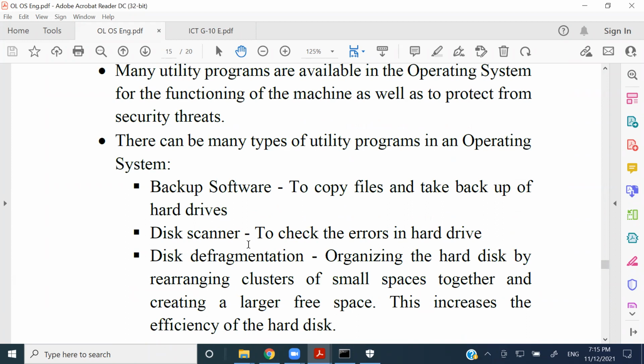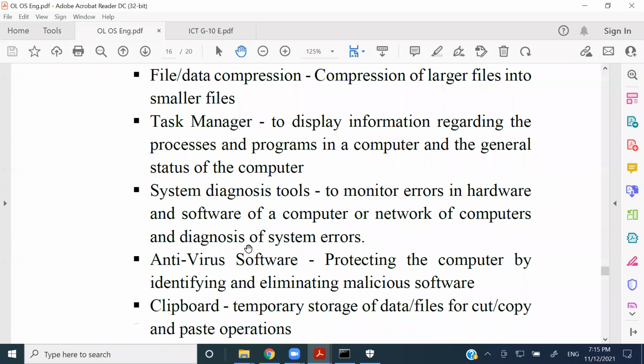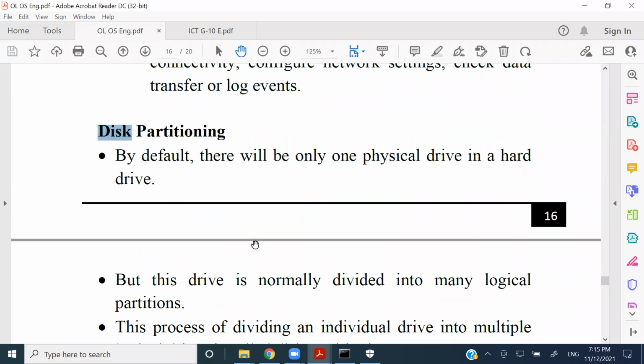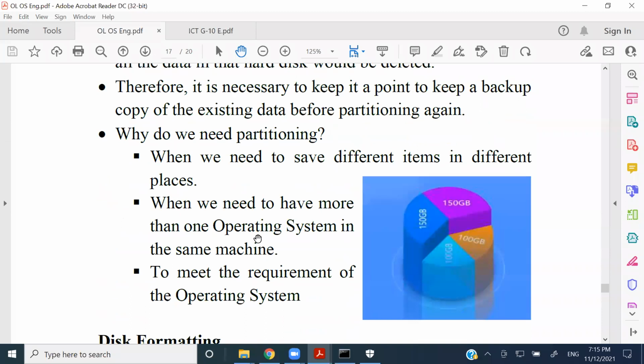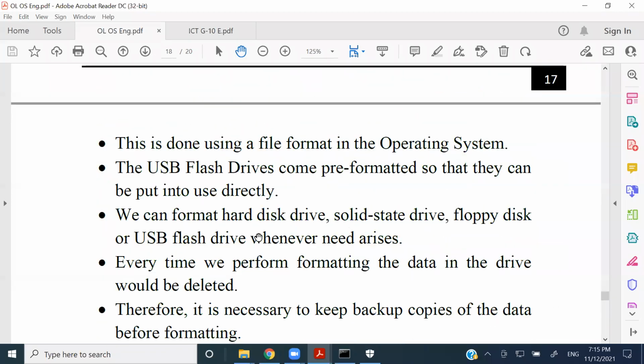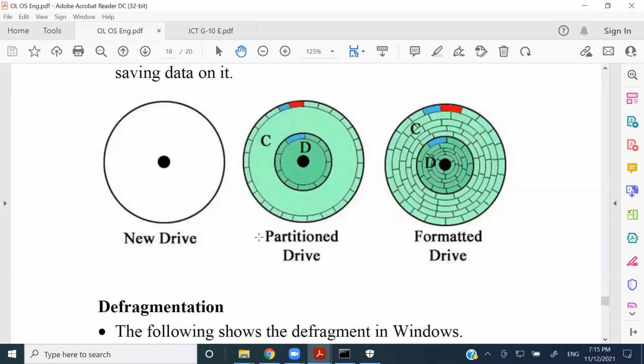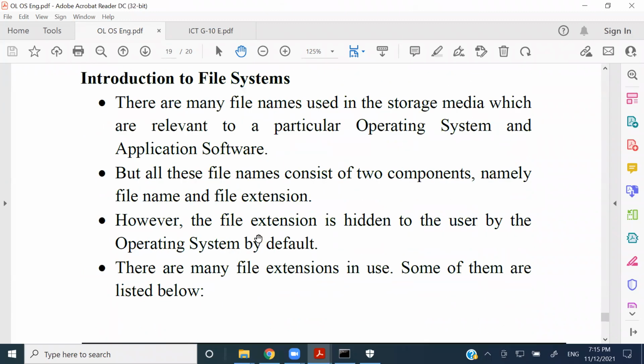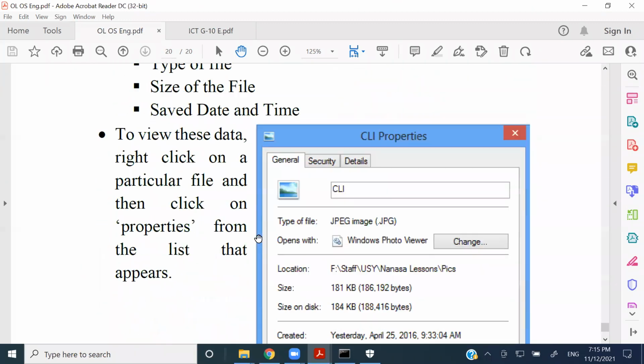So it's better you remember what tasks are done by these utility software. Next day, we are going to talk about disk partitioning, as well as disk formatting, as well as defragmentation. Then after that, we are officially done with the lesson.